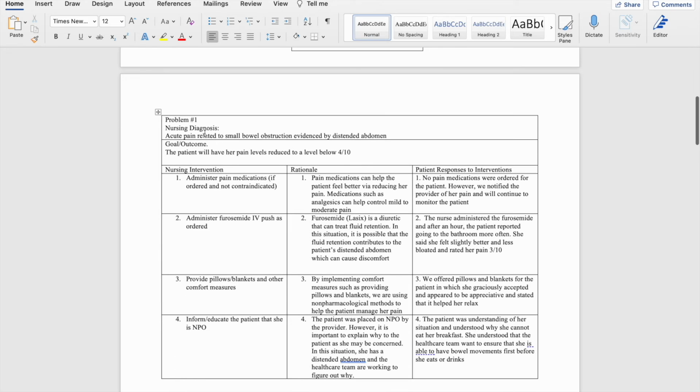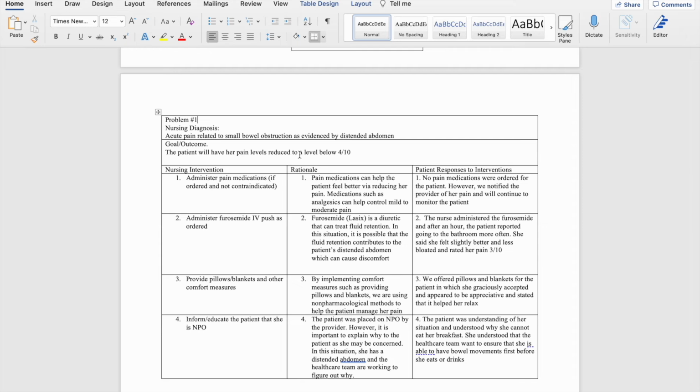So as we see here, the nursing diagnosis, if you recall, I said that it had to be in a certain format, in a nursing diagnosis format. So we had to write it in a certain way. So the way we wrote it is acute pain related to small bowel obstruction as evidenced by distended abdomen. And our goal and outcome for this problem is that we want the patient to have her pain levels reduced to a level below 4 out of 10.